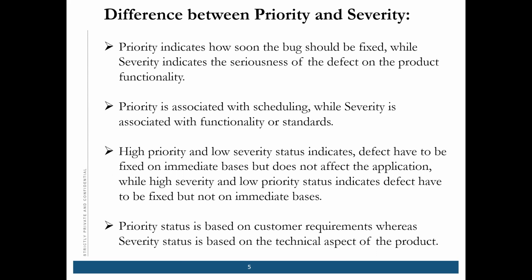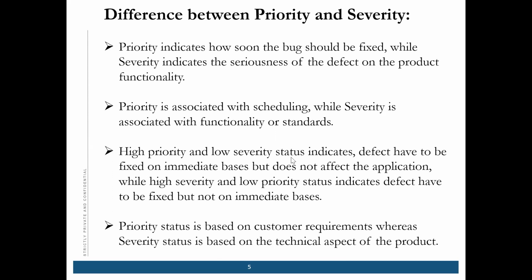Okay. So priority is associated with scheduling, while severity is associated with the functionality, like how long it will take to resolve this issue. So that is severity. Or how complicated it is to resolve that issue functionality wise. So that is priority.